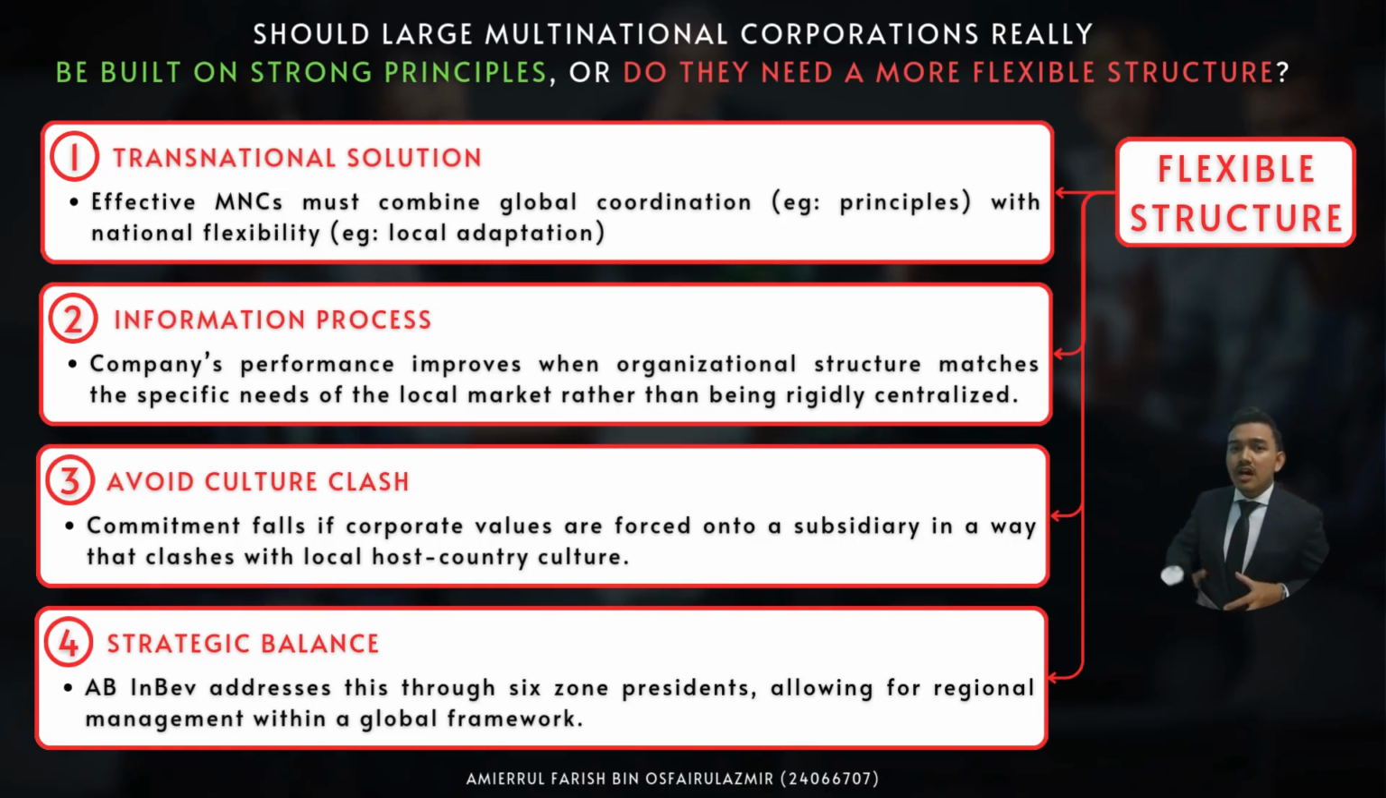If principles are too rigid and clash with local culture, performance can actually suffer. AB InBev balances this by using six zone presidents who can adapt strategies to regional needs, ensuring that the company remains responsive while maintaining global strategic alignment.